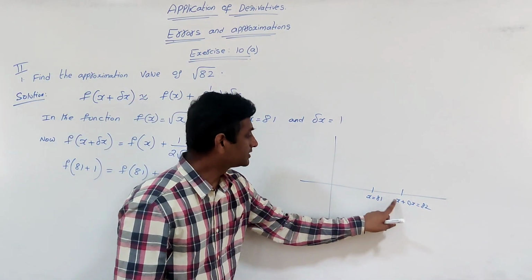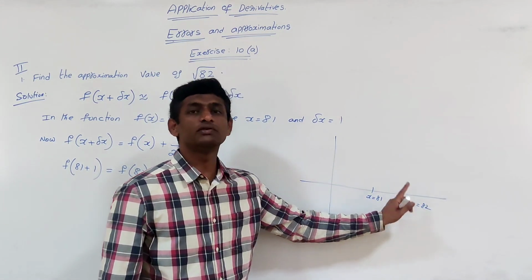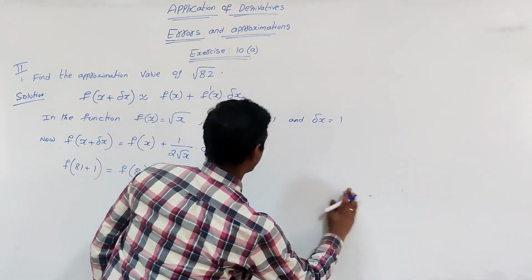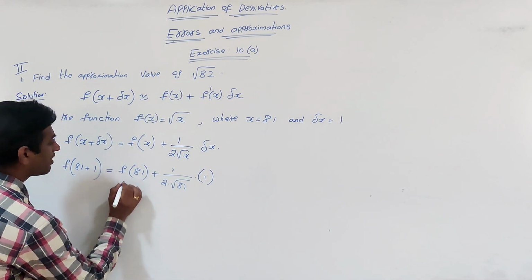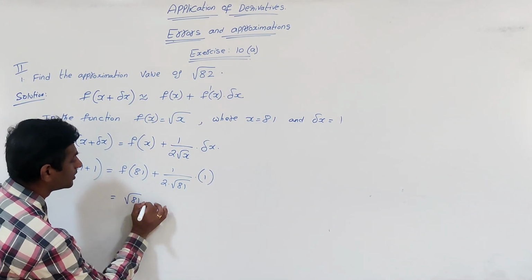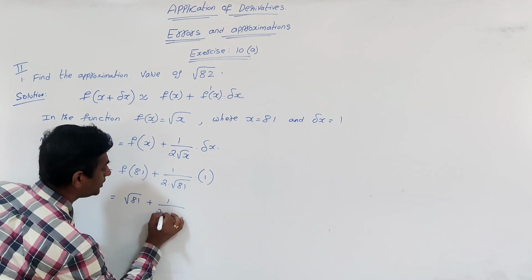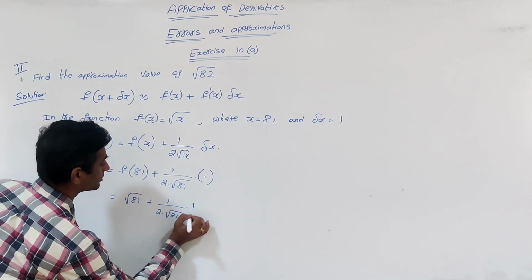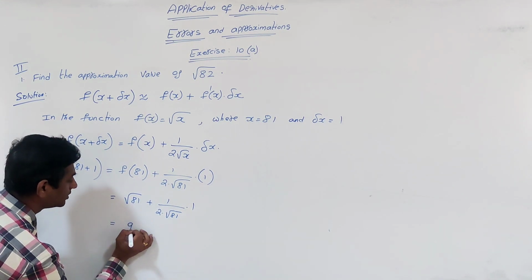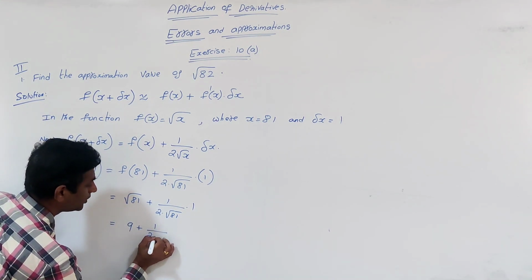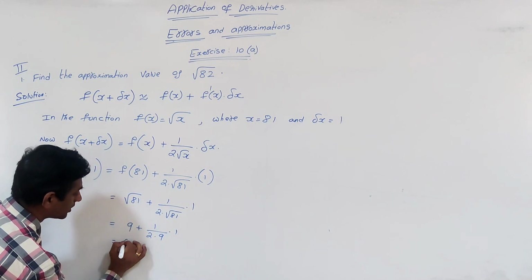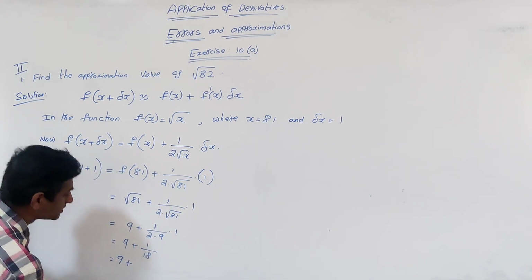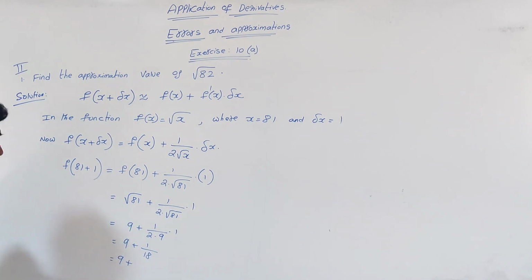But if you put x equal to 81 and find delta x, you will get 1. So we will see the value. f of 81 is root 81 plus 1 by 2 into root 81 into 1. Root 81 is 9, plus 1 by 2 into 9 into 1. 9 plus 1 by 18.